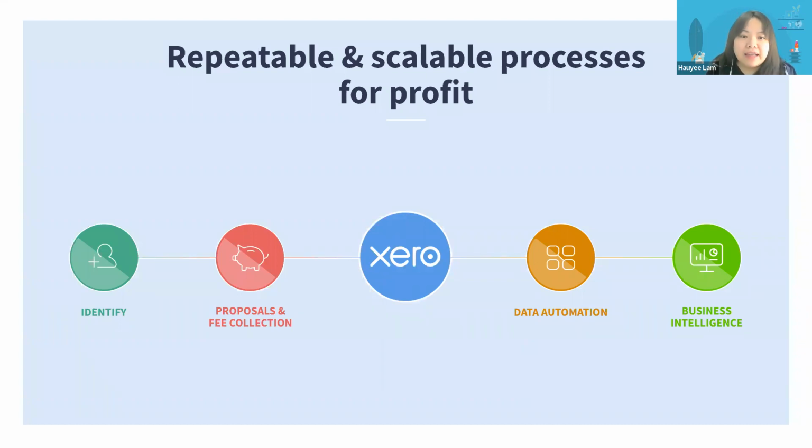Our research at Xero suggests there are four categories that can help to increase profits. The first one is identifying opportunities. The second, proposals and fee collections. Third, data automations. And lastly, business intelligence and analytics. We will explain each one in detail and show you the groups of apps within each category. We call them category stacks. We also suggest researching to see what's the best fit for you.